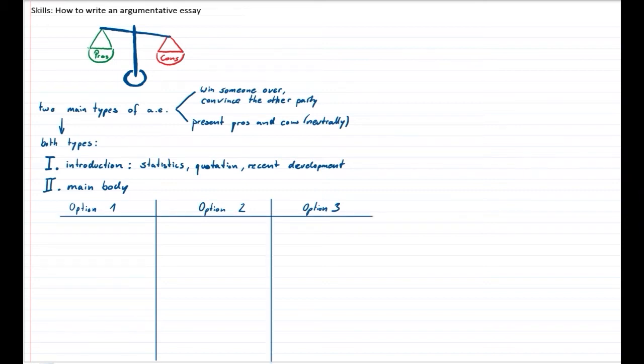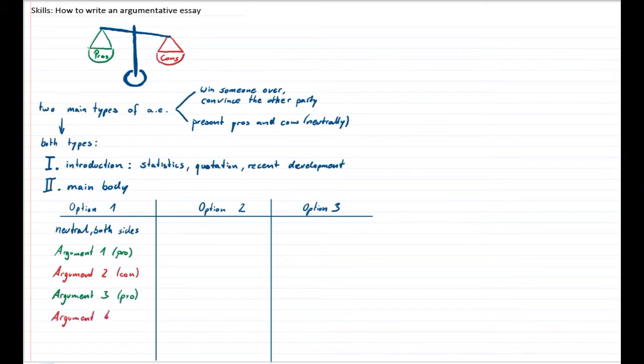The first option is to stay neutral and show both sides, both pros and cons. Ideally, you don't show the reader your opinion here, but you let him or her decide him or herself. So, the way you could do this is to first give a pro argument, then a contra argument. Then argument 3 would be pro, 4, contra, and so on. You can start with the weakest argument and then slowly go over to stronger arguments.